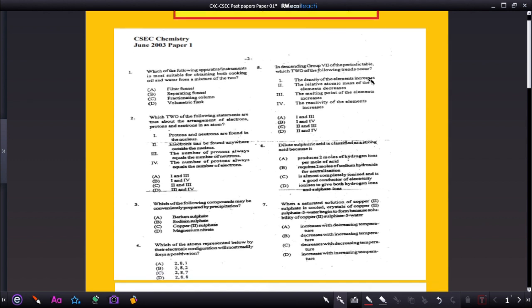Okay, all right, let us begin. Number one, which of the following apparatus or instruments is most suitable for obtaining both cooking oil and water from a mixture of the two?